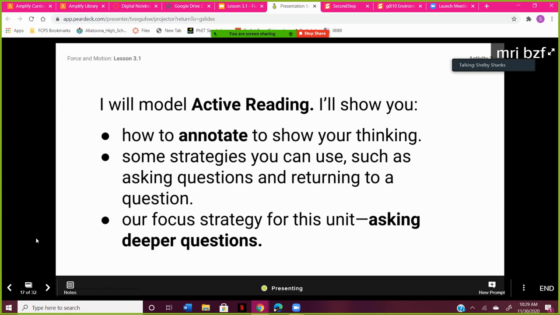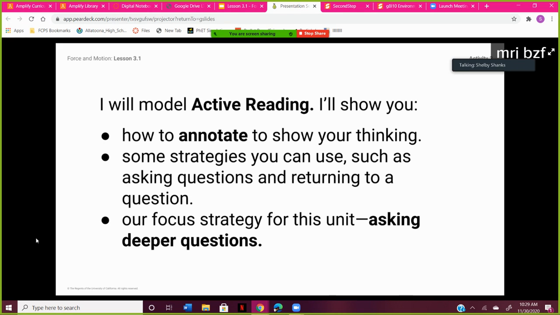All right, remember our active reading skills. You are going to annotate to show your thinking. Some strategies you can use are asking questions and returning to a question. Our focus strategy for this unit is asking deeper questions, so we're going to ask deeper questions in order to understand what is going on with this crash.